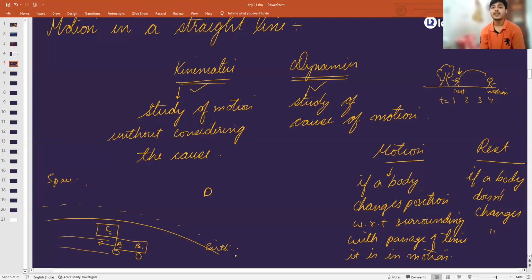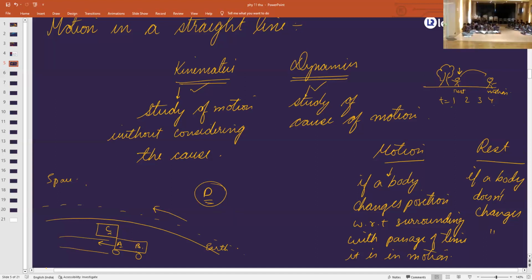What will A say about C? Motion, sir. Okay. And what will D say about C? Rest, sir. No. D is in outer space, and for outer space, Earth is constantly rotating, isn't it? So he will see this. The person D will say that C is also rotating.